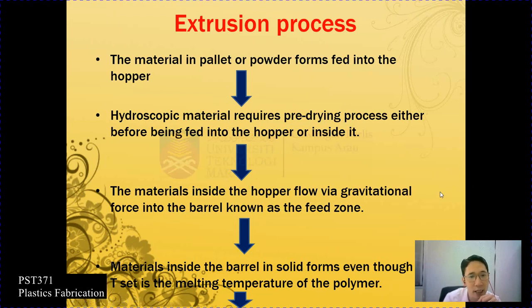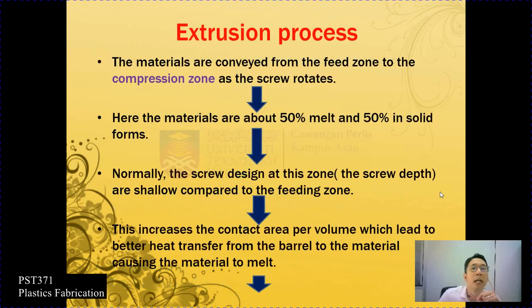And then the material inside the barrel is in solid form, even though the temperature set is the melting temperature of the polymer. Okay, temperature only is not enough to melt the material. Okay, kita kena ada shearing effects. Okay, the material is conveyed from feed zone to the compression zone as the screw rotates. Okay, sama juga macam injection molding. As the screw rotates, you will convey your material to a second zone, which is the compression zone.